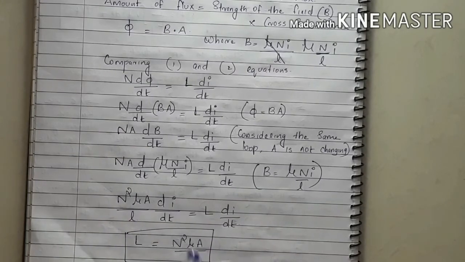Thus inductance depends on its physical size. That is, N is the number of turns, mu is the permeability, A is the cross-sectional area, and L is the length.